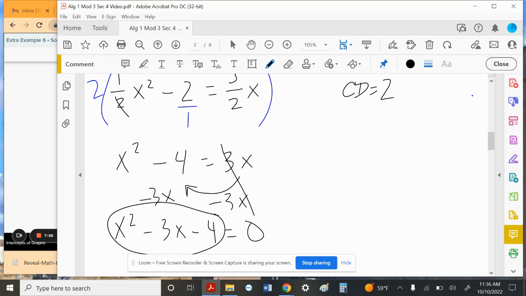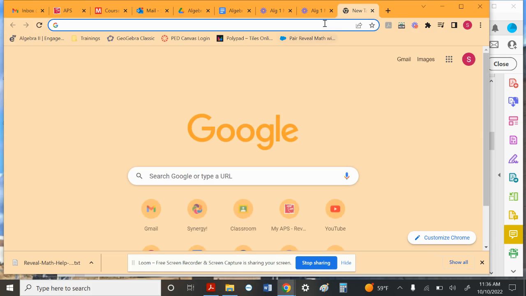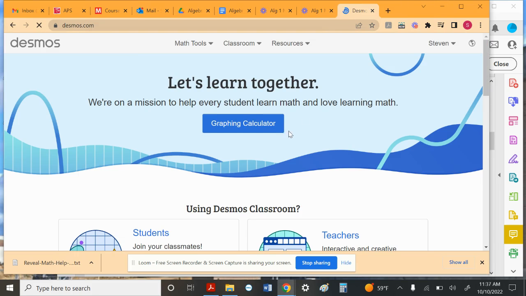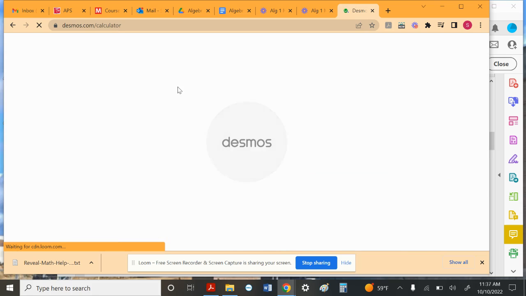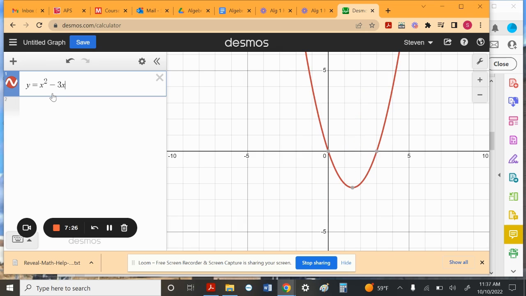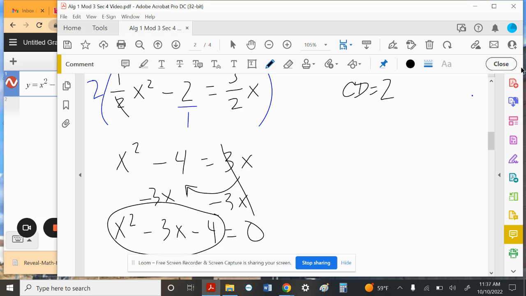And there's my equation. So what we're going to do is we're going to go over to Desmos and plug that in. So if I go over to desmos.com, and I want you to get used to doing stuff like this, I'm okay with you graphing it on this, especially if I'm not giving you the graph. So we're going to say y equals x squared minus 3x minus 4. That was the equation. So that's our y value.